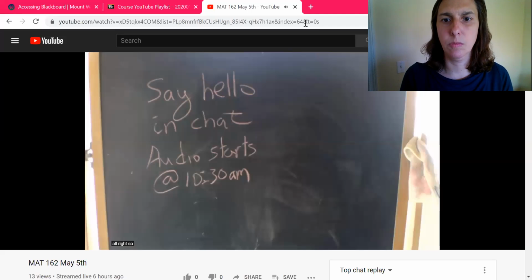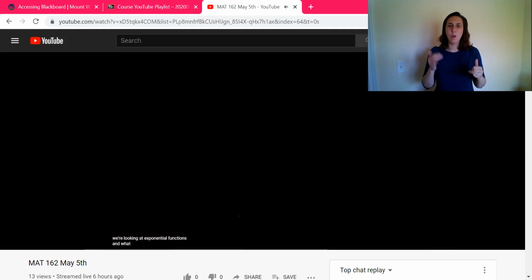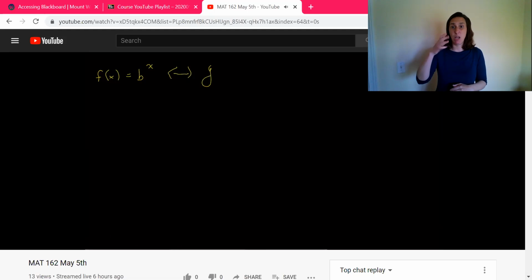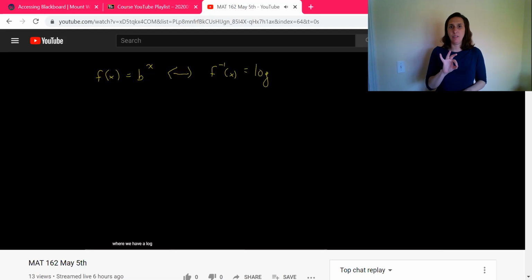So I'm going to get started here. We're looking at exponential functions. And what we're going to look at are any power function. So f of x is some base to a power, and the related inverse function, where we have a log of the same base to x. And we're going to look at the relationships and the models that get used for these.